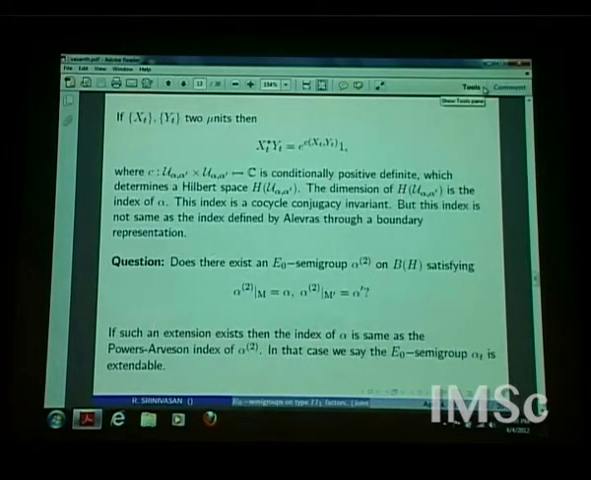So now we have defined an index for an E0 semigroup. Now we have a different question. Suppose we have alpha_t on M and alpha prime on M prime. Does there exist an E0 semigroup alpha 2 on B of H such that it restricts to alpha on M and alpha prime on M prime? In case such an E0 semigroup alpha 2 exists on B of H, we say that this alpha is extendable. And in that case, this index is nothing but the Powers-Srinivasan index, which is already defined, which is the index of this alpha 2.